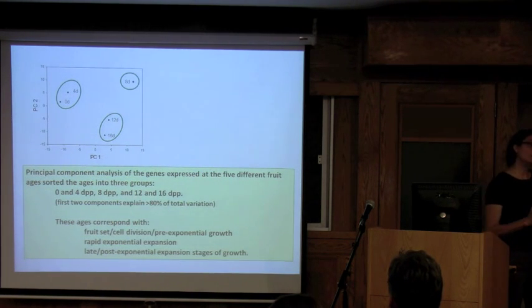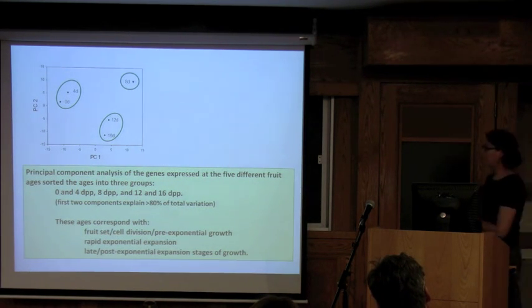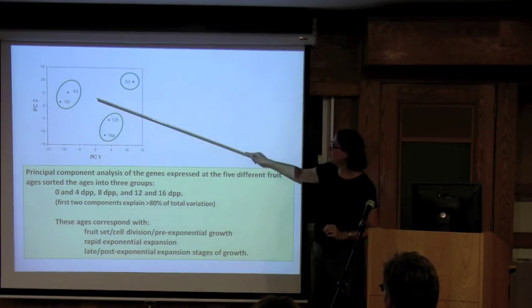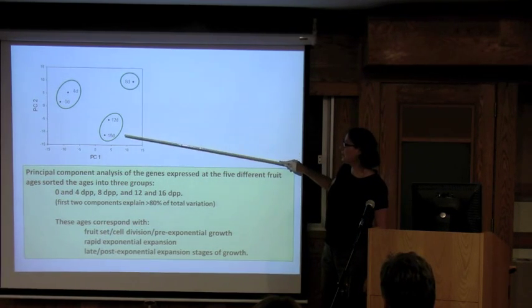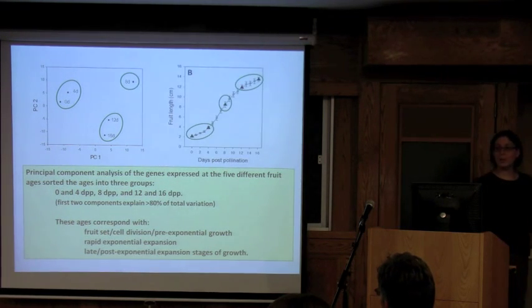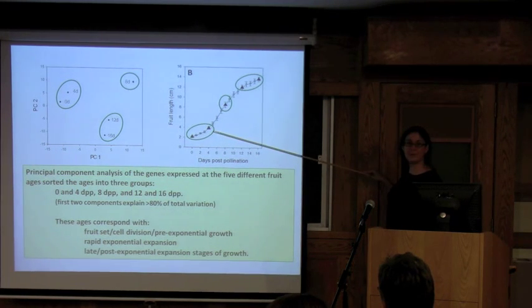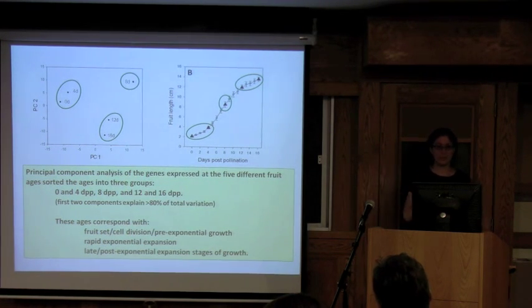We then wanted to look at the relationship between the genes expressed at the different ages using principal component analysis. And this put the different ages into 3 groups: 0 and 4 days post-pollination, 8 days post-pollination, and 12 and 16 days post-pollination. We can then superimpose that on the growth curve, and we see that 0 and 4 is the early fruit set, cell division phase, 8 is peak exponential growth, and 12 and 16 is late or post-exponential growth.